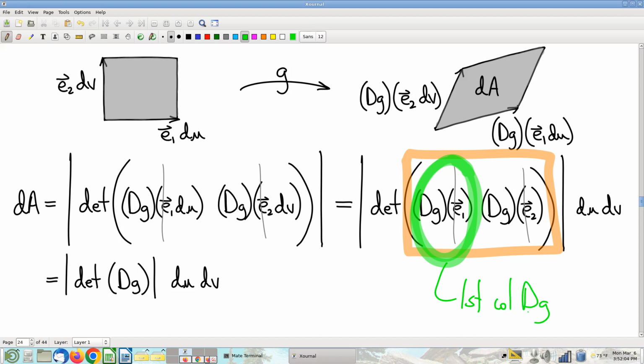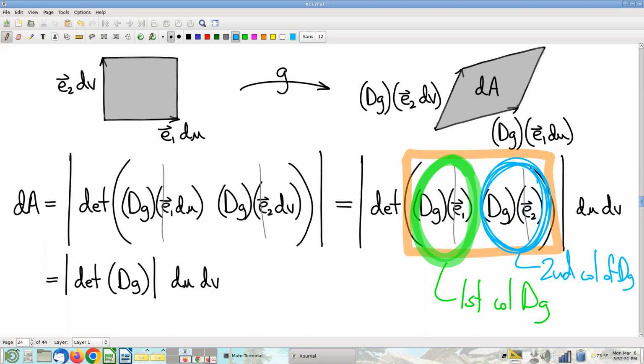So the first column of the orange matrix, whatever that weirdo orange matrix is, its first column is the first column of DG. Likewise, and for morally equivalent reasons, the second column of this orange matrix is the second column of DG.